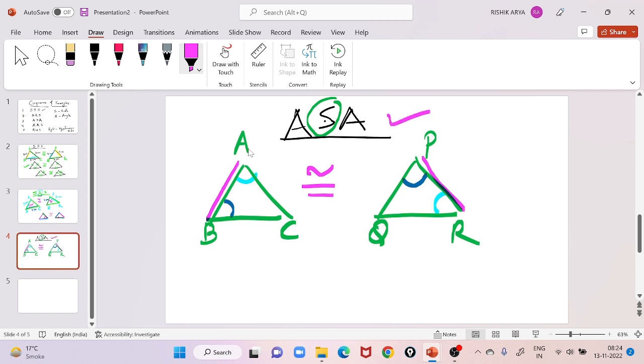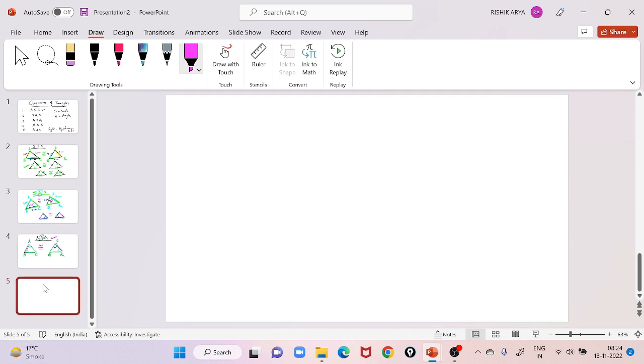So the side should be included between the two angles. That means we have to choose very carefully that the side on which the two angles exist should be equal to one another. Now moving ahead to the next topic, that is angle side angle.